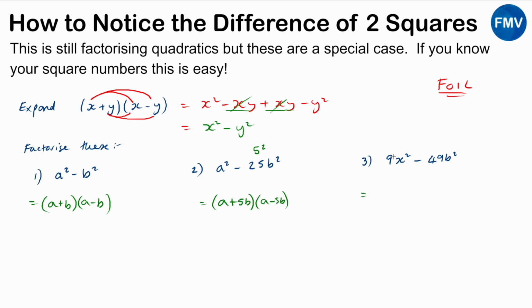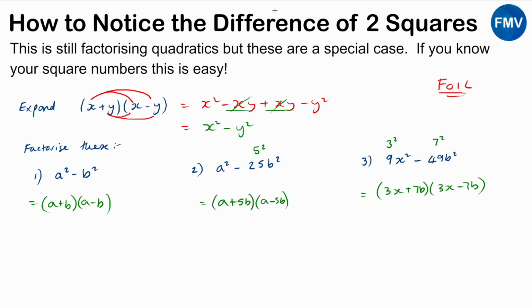Next one, same again. x squared, b squared. They're square numbers, 3 squared. 49 is a square number because it's 7 squared. So like I said up here, if you know your square numbers, this is very straightforward. So now we have 3x at the start of each bracket, and we have a plus and a minus, and we have 7b at the end of each bracket. And that's the difference of two squares.